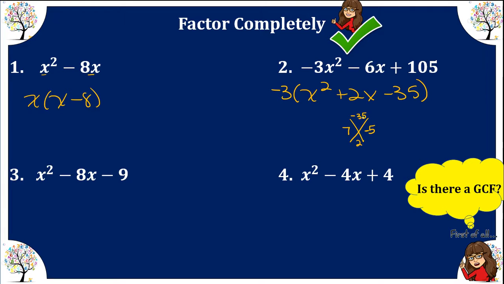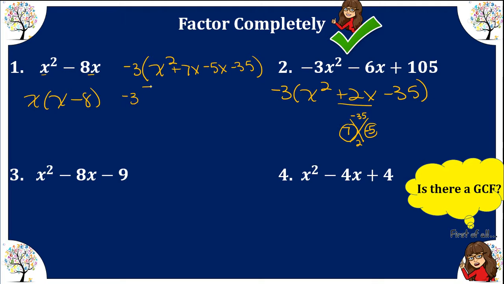So yes, we're going to do this by grouping. So I'm going to bring this up here. Negative 3 is our GCF. I'm going to rewrite x squared. And then instead of 2x, I'm going to say plus 7x minus 5x minus 35. Now, guys, if there were no numbers that would satisfy this graphic organizer, then I would be totally done.